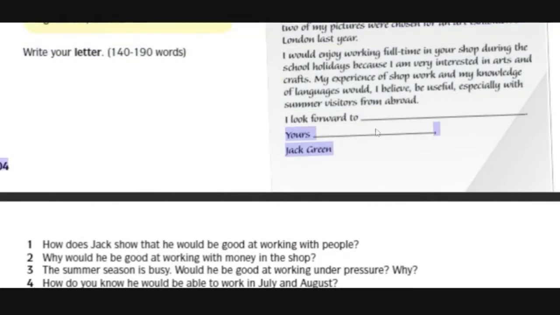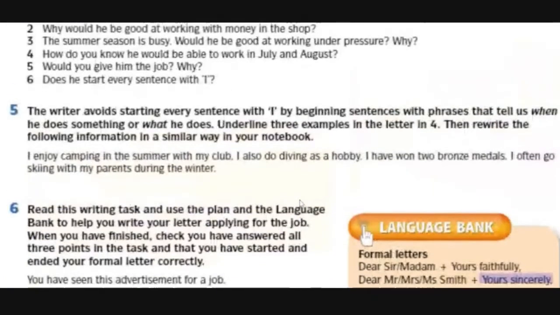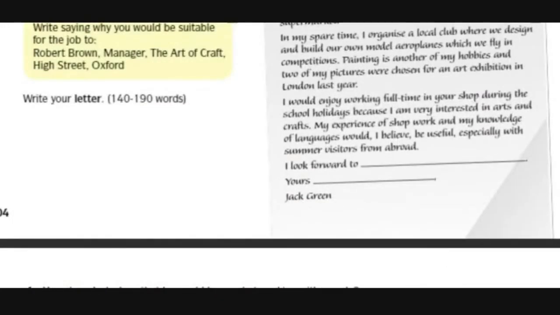What are you supposed to fill in the blank here? Let's look at the language bank again. Yours faithfully or yours sincerely. Okay, make sure you spell these two words correctly and pay attention to the word yours. It has an S here, not your, it's yours. Okay, yours sincerely. Okay, make sure you spell correctly when you write this. Okay. And then only you write your name.